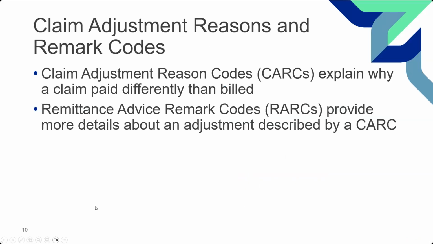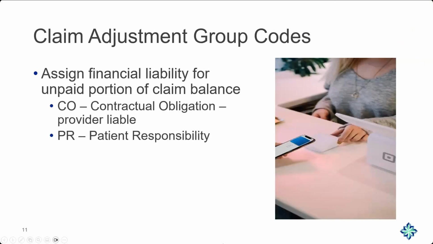When you're looking at a remittance advice, you're going to find various reason and remark codes, and these are typically in an alphanumeric format. When claims pay differently than billed, a claim adjustment reason code is going to appear on that remittance advice. Sometimes a remittance advice remark code will also appear, and those remark codes expand on the details described by the reason code. They do so just to provide more details about the adjustment to the claim. Another type of code on the remittance advice is a group code, and group codes assign financial liability for any unpaid balance on a claim.